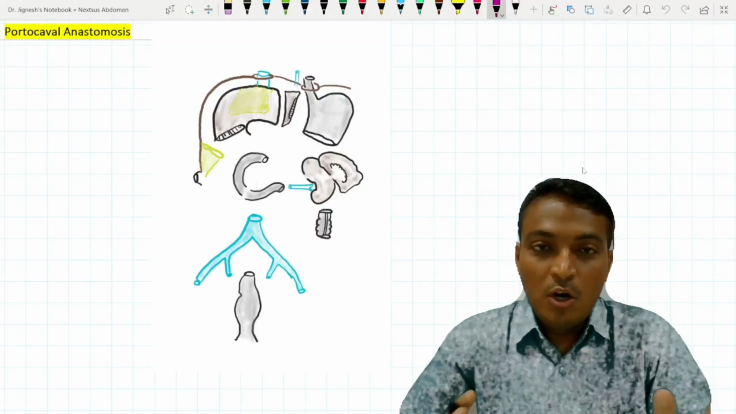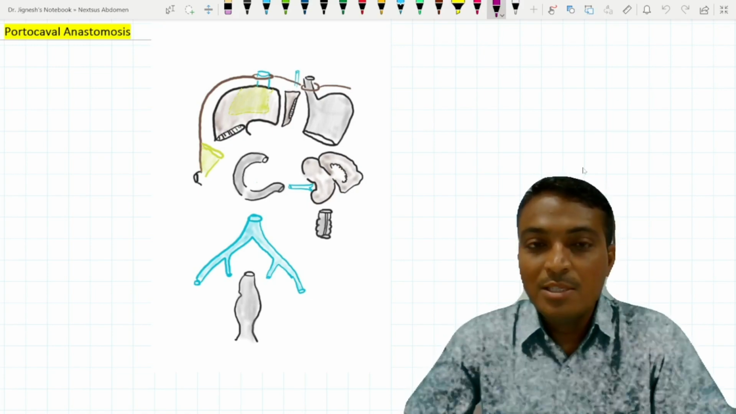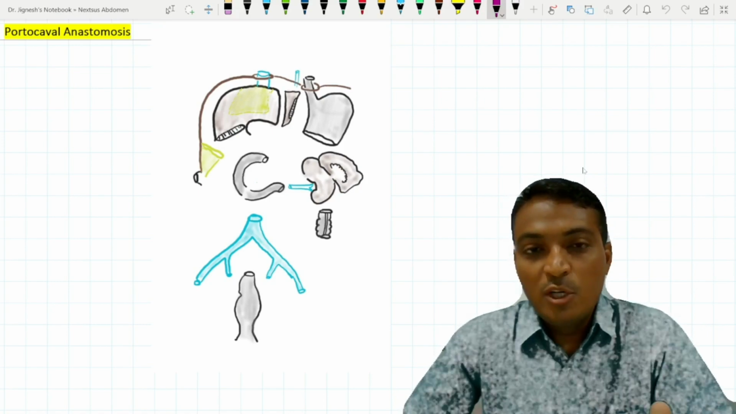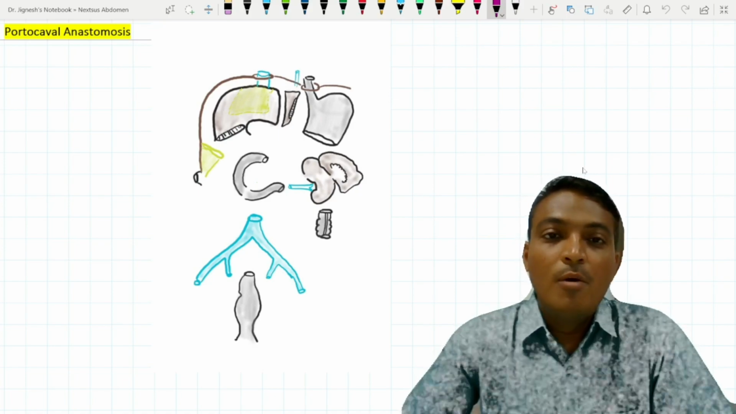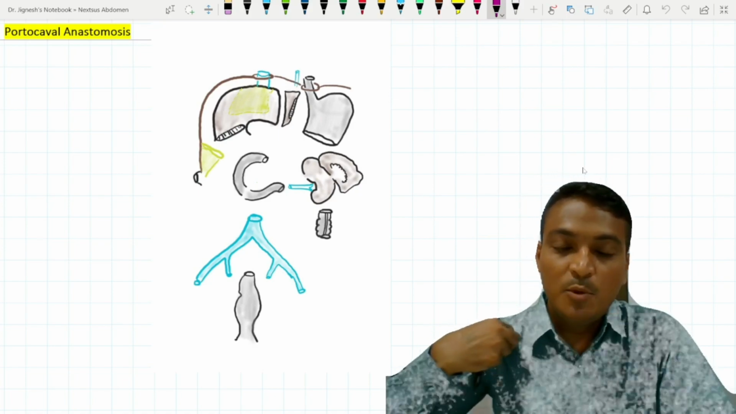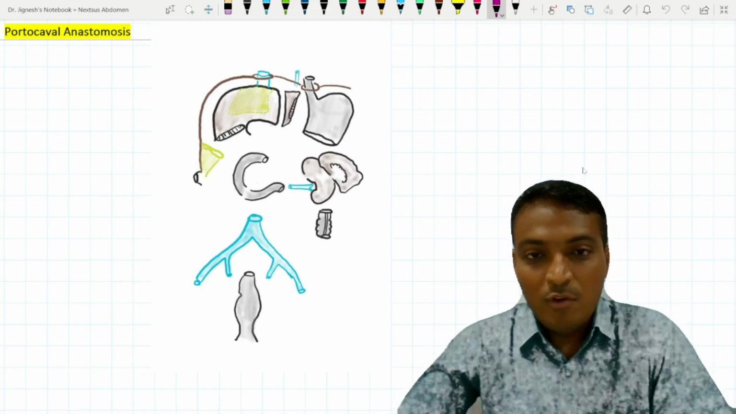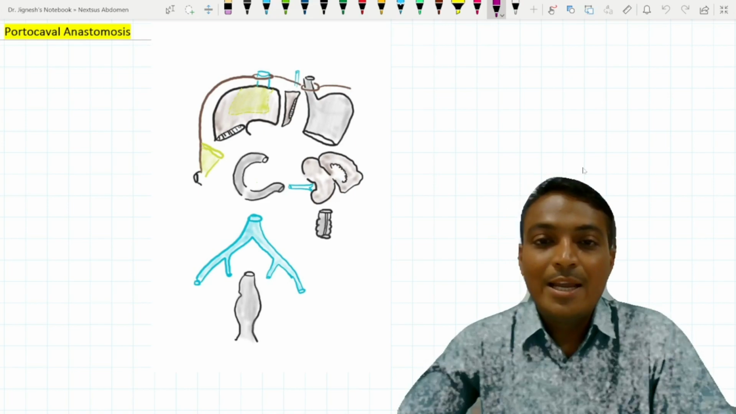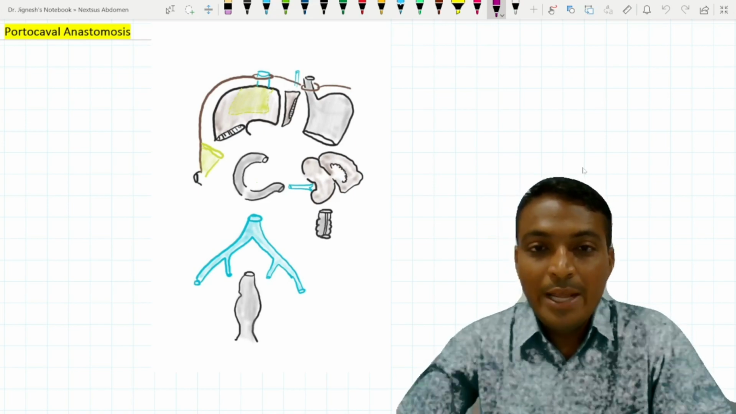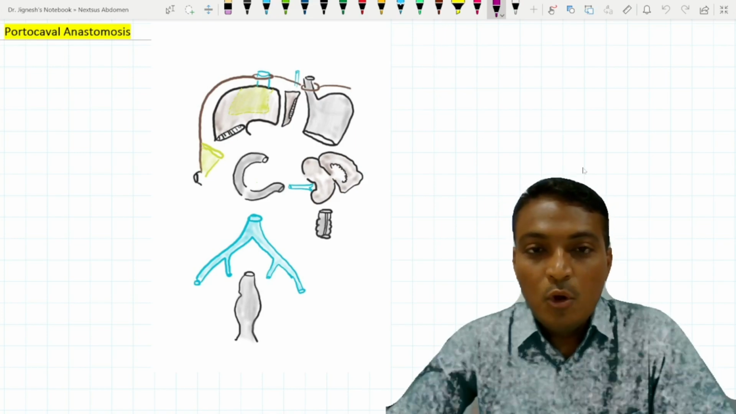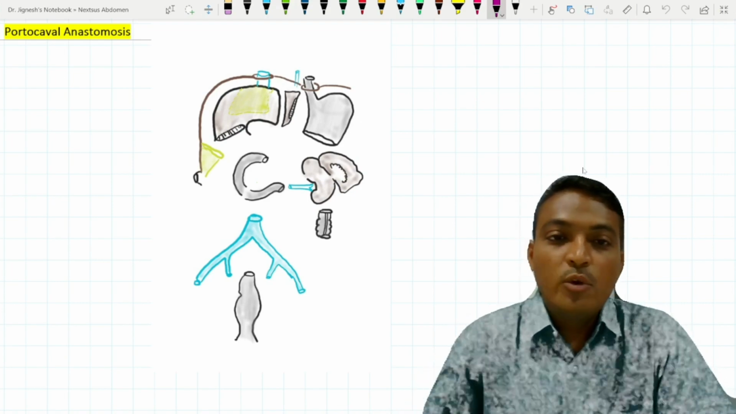Before going into detail of the anastomosis between the portal vein and the caval system, that is the inferior vena cava system, let's first see how the portal vein is going to form. The portal vein is responsible for carrying the blood from the gastrointestinal tract, except from the lower part of the rectum and the anal canal. Along with the gastrointestinal tract, this portal vein also drains the blood from the pancreas, gallbladder, as well as the spleen. So where exactly does this portal vein form?